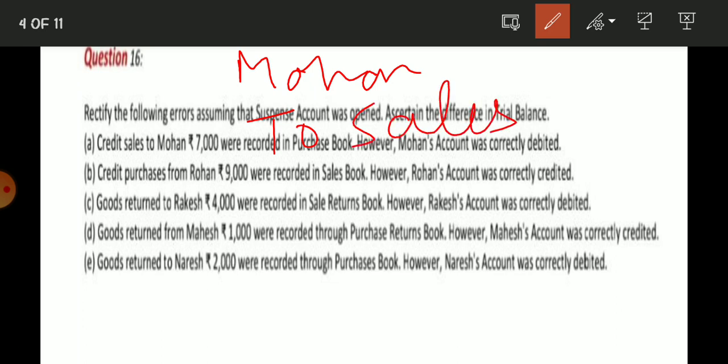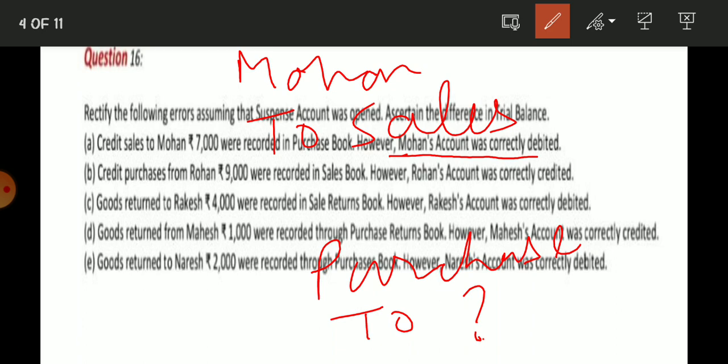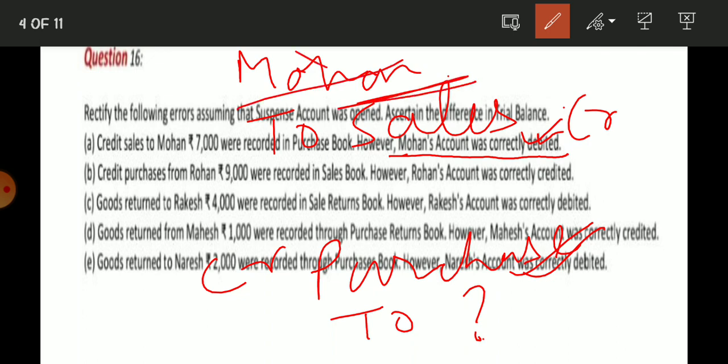Okay, and the wrong entry will be purchase, to what? We don't know about that, because here in the question it is mentioned that Mohan's account was correctly debited. So this purchase, which is wrongly debited, should be entered into the credit side. This sales, which is omitted to be entered, will be entered in the credit side, and Mohan's account is correctly debited, so Mohan will not be entered, only the suspense account will be entered.